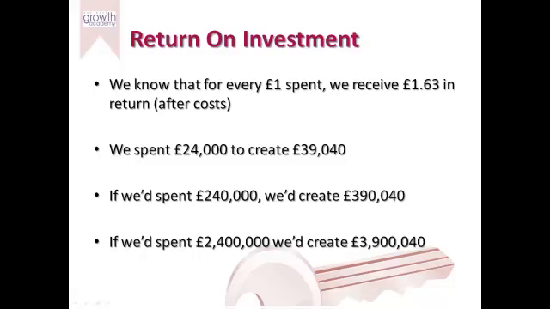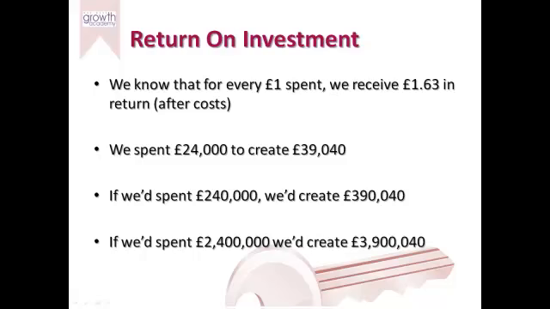Now, that might not sound very much. You might be saying to me, I've spent £24,000 and I've got £39,000 income. But once you know these figures are reliable and robust, and we'll look at that in more detail next week, what if I don't spend £24,000? What if I spend £240,000? I'd create £390,000 income after costs. Income after costs, a massive figure. What if I spent £2.5 million? I'd get £4 million in income.